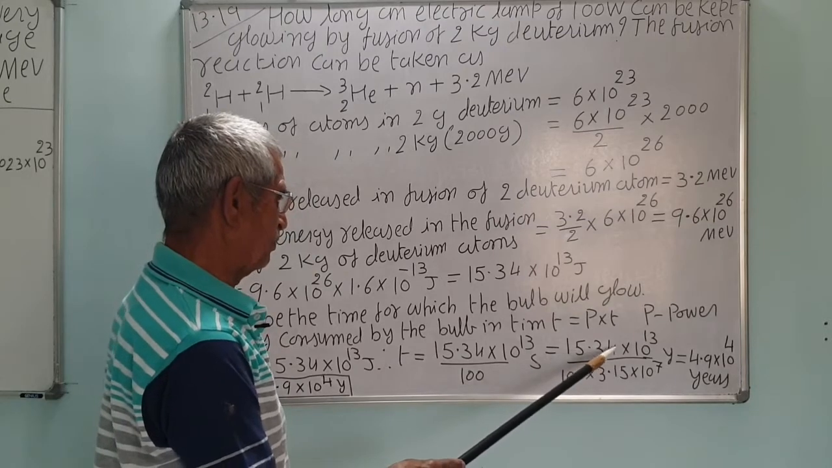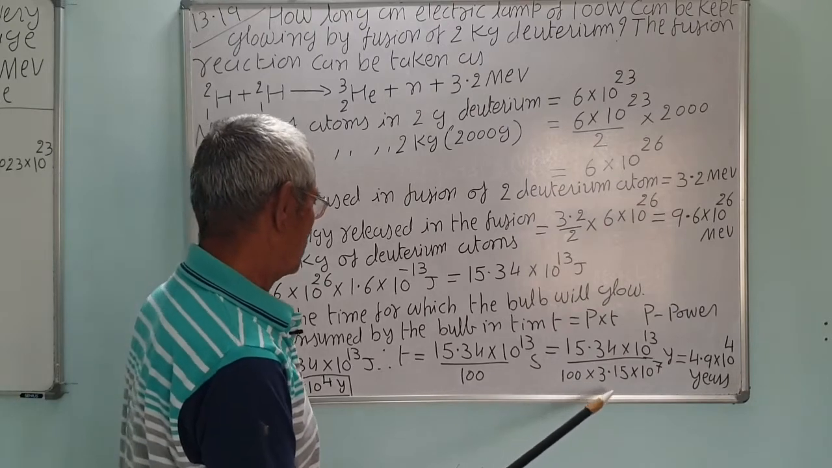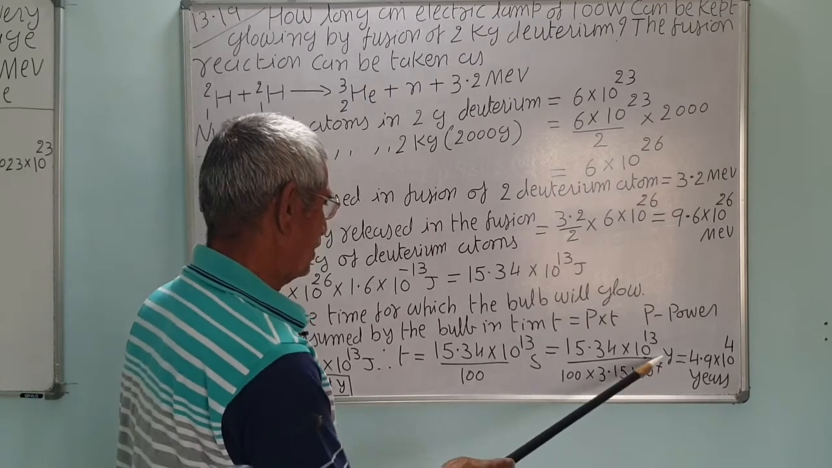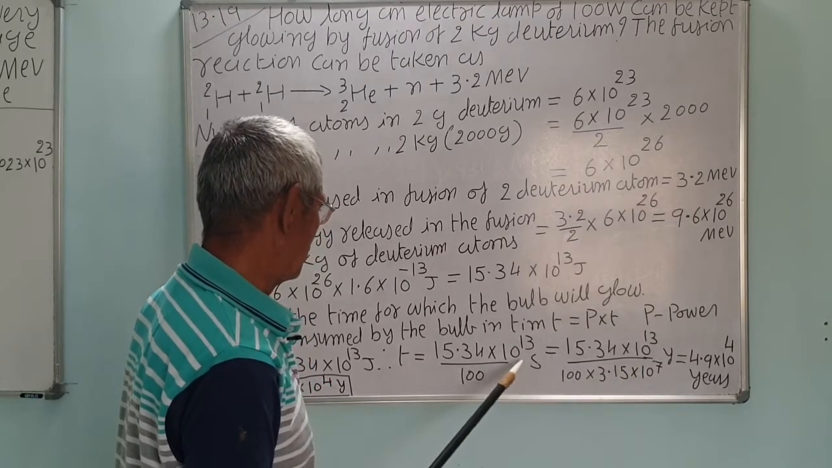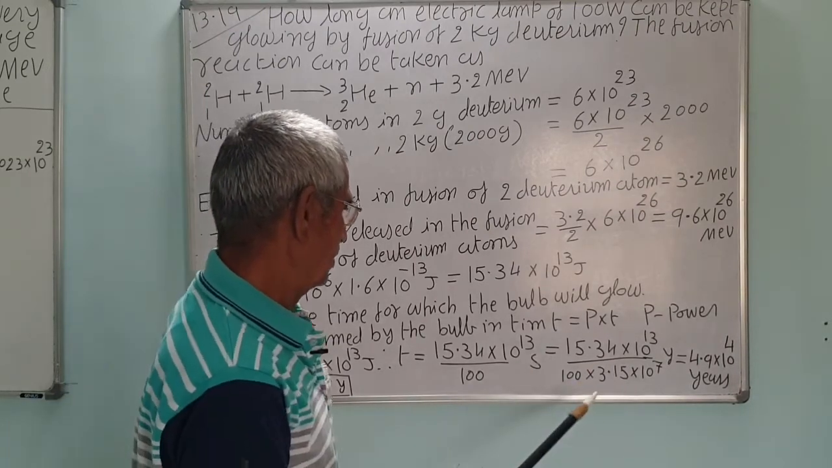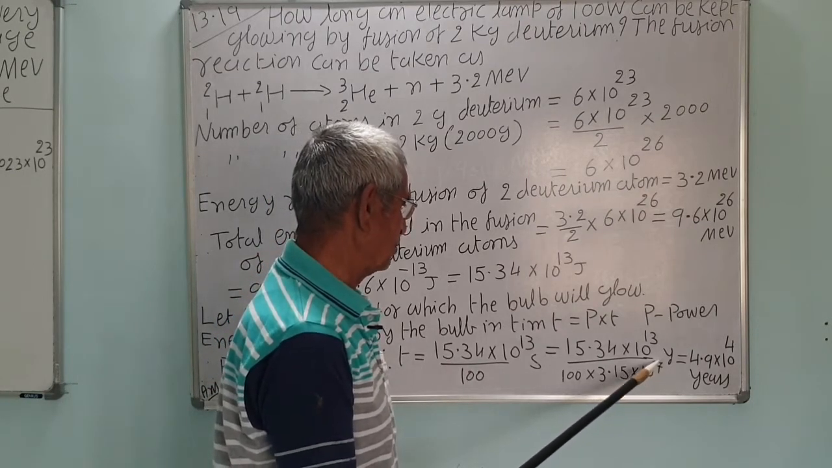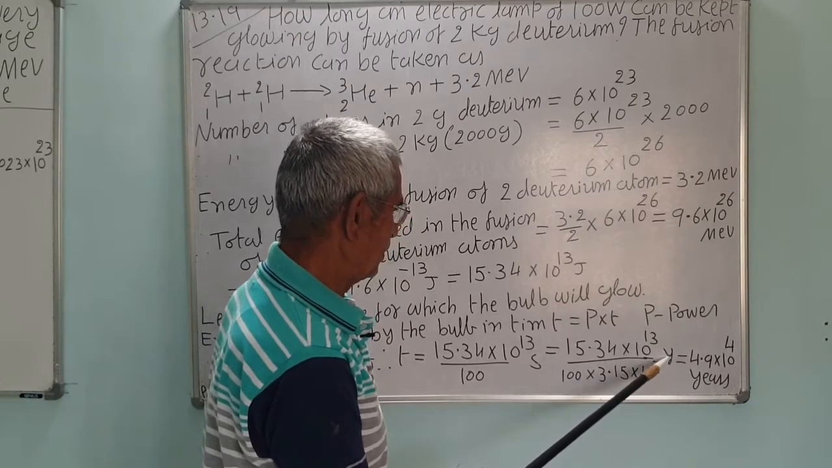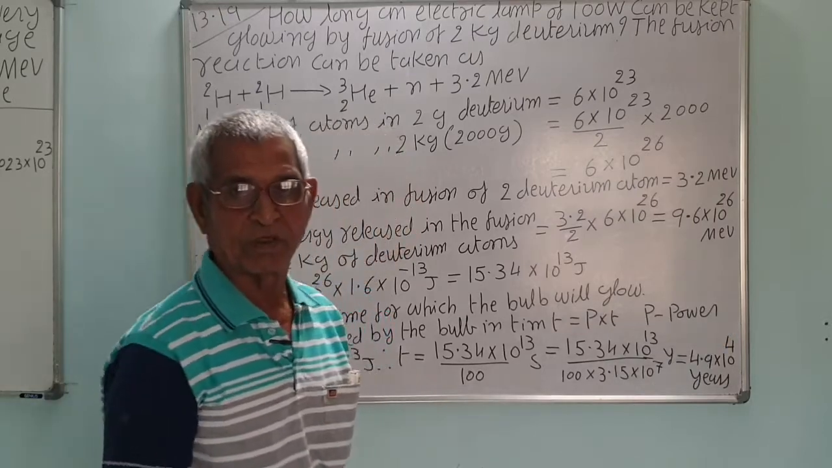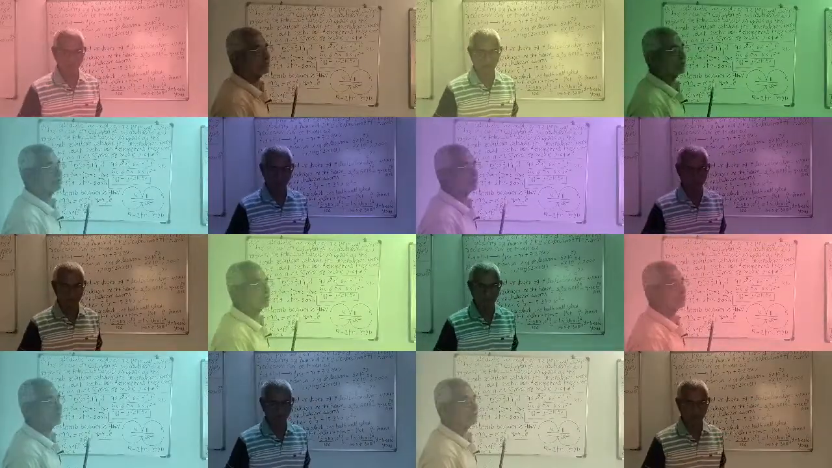So 15.34 into 10 raised to 13 upon 100 watt gives the time in seconds. Now this second you want to convert into years, so divide by the seconds in a year, that is approximately 3.15 into 10 raised to power 7. This will be years, and this calculation is 4.9 into 10 raised to 4 years. So the bulb will be kept glowing for about 4.9 into 10 raised to 4 years.